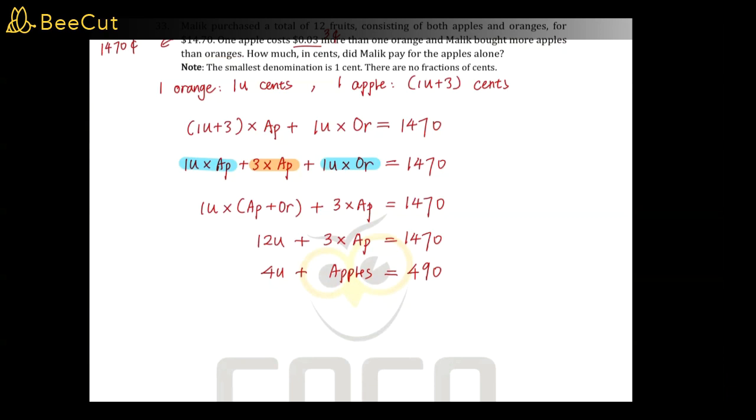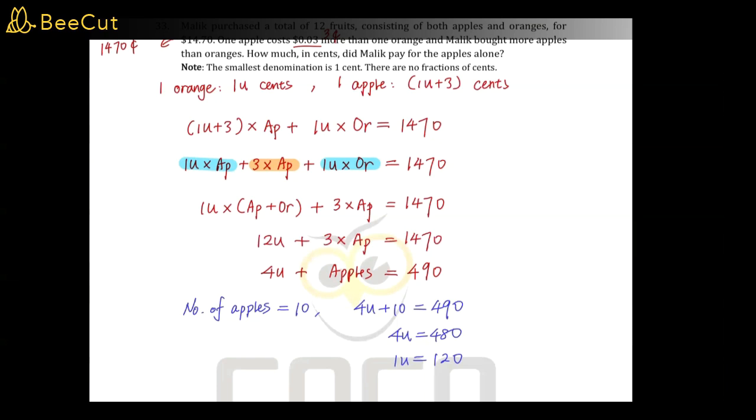Right, and then we have to make sure the 4 units, this 1U is a whole number. So the first time it works is when number of apples equals to 10. Right, then 4U plus 10 equals to 490. 4U equals to 480, so 1U is 120. So that means there are 10 apples and 2 oranges.